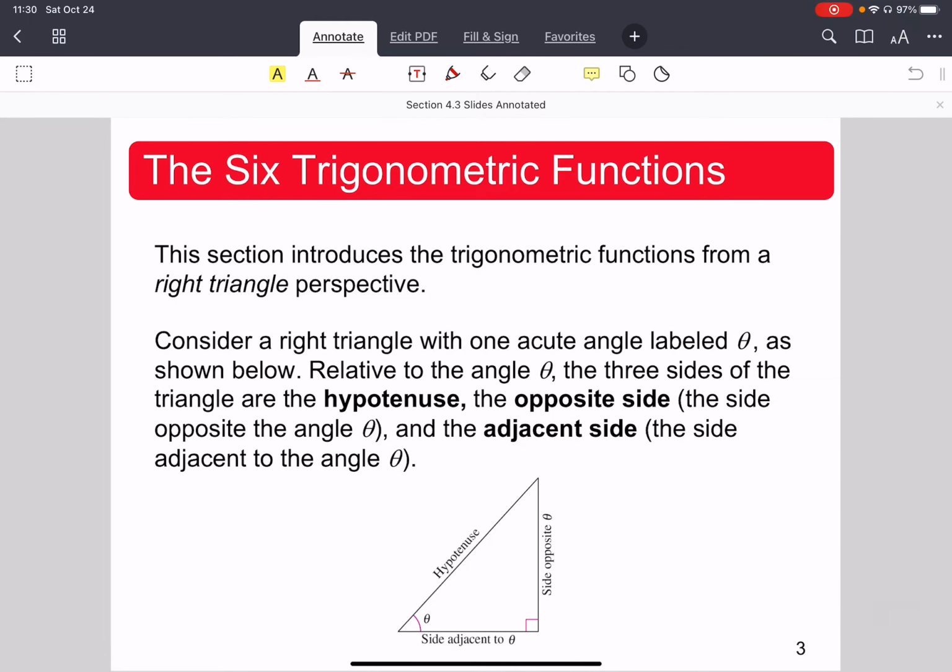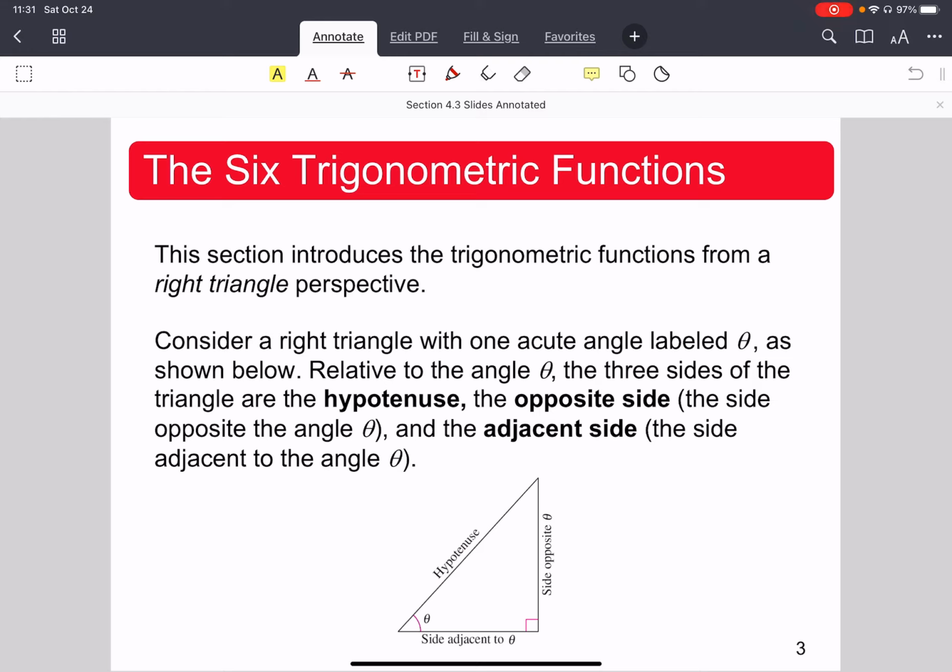So we first introduce trig functions from a right triangle perspective. Previously we talked about how trigonometric functions are formed on a coordinate plane, and thinking of these functions on a unit circle, and how, based on a given point on a circle, we could find and define these functions.